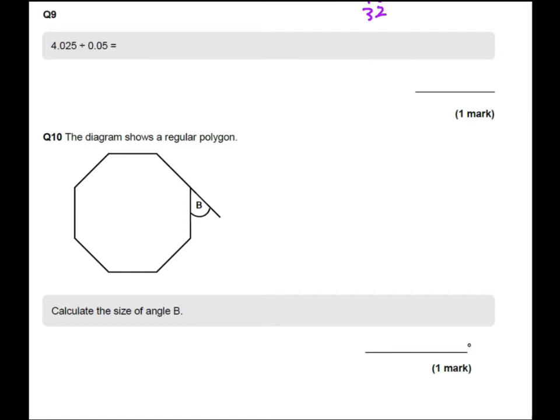Question 9. 4.025 divided by 0.05. So we've always said when we did division of decimals that you can't divide by a decimal. So the number doing the dividing needs to be made into a whole number by moving the decimal point 2 places to the right. So our problem becomes divided by 5.